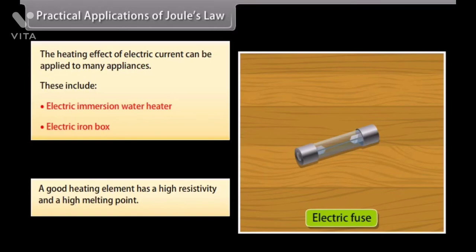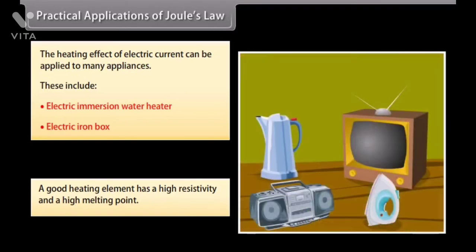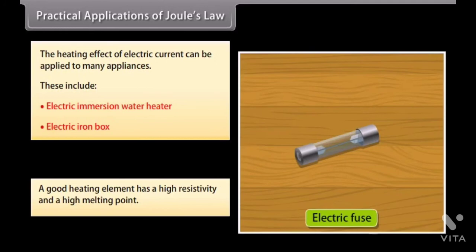For example, an electric fuse is an example of the heating effect of electric current. The rating of 3A given on an electric fuse states that the maximum current it can sustain is 3 ampere.